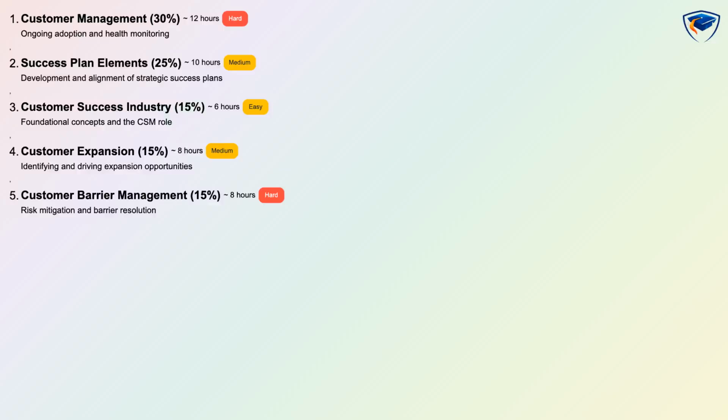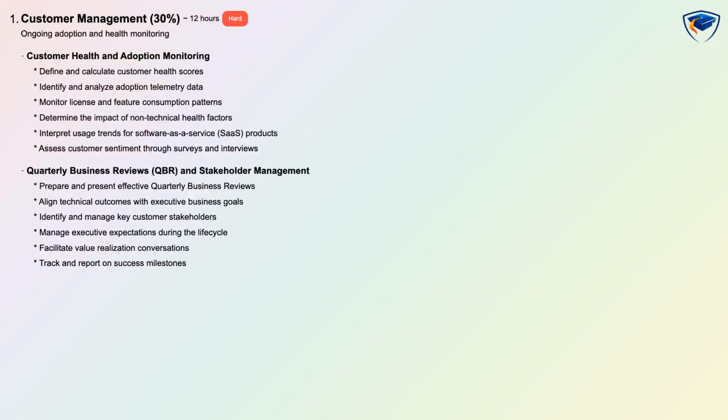Customer management makes up 30% of the exam. Success plan elements makes up 25%, customer success industry makes up 15%, customer expansion makes up 15%, and customer barrier management makes up the final 15%. Understanding the weightage of each domain will help you focus your studies and make the most of your time. Let's start with the customer management domain, which makes up 30% of the exam.